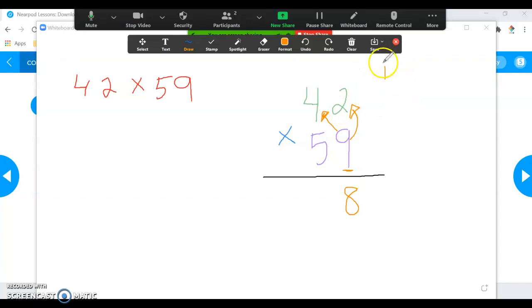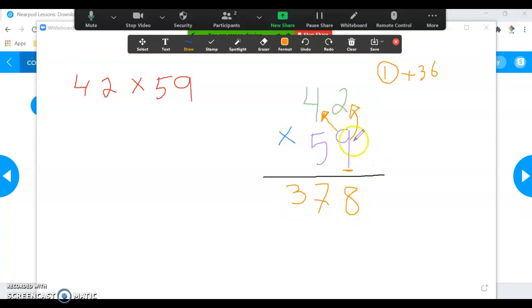But then remember, we have that extra 1, right? So 1 plus 36. What is 1 plus 36? Yep, that would be 37. So I'm going to put 37 right here, and I don't have any other numbers on the left side of the 4. This means 42 times 9 is 378. But we're not done yet.